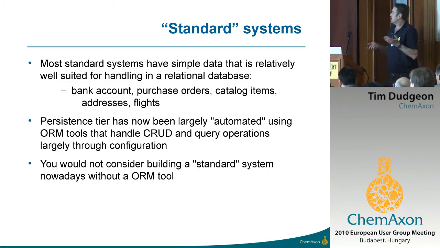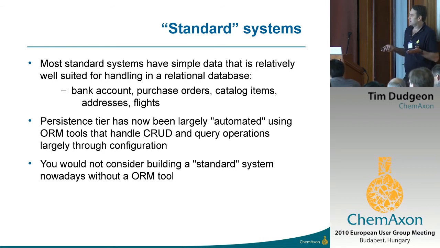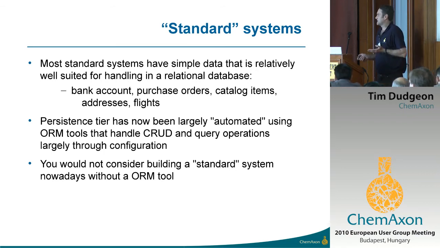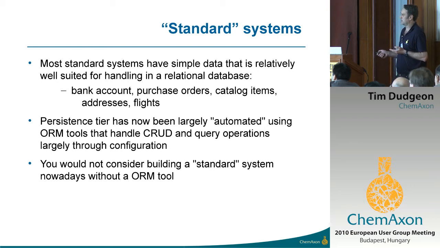So, how do standard systems work? By standard, I mean non-chemistry. Well, most standard systems have data that's pretty simple. They handle things like bank accounts, purchase orders, catalogue items, flights, addresses, things like that. And because that data is very simple, it maps very easily to a relational database.